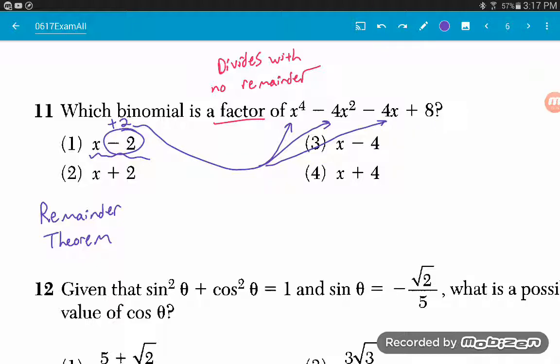Oh, there's no x over there. Okay, plug it in for the x's, and then evaluate it. So let me show you what happens. The answer is number 1, but I'm going to show you why.